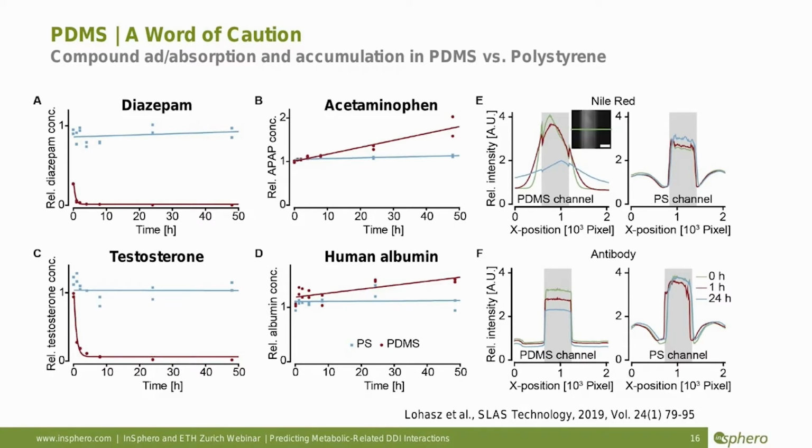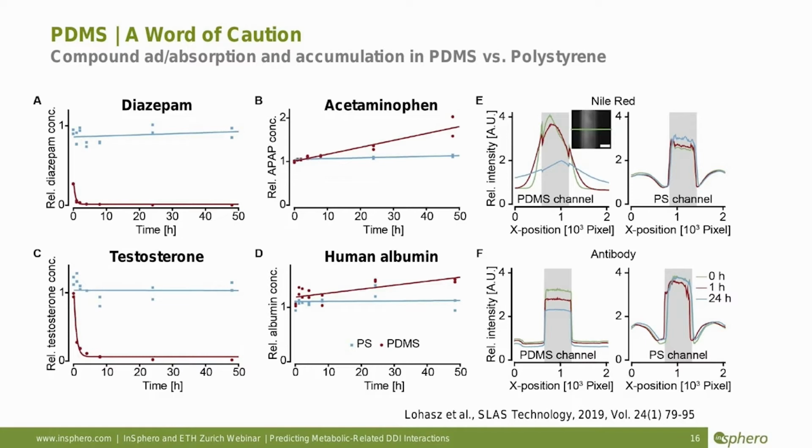On the very right side, you see profiles of a fluorescence dye, and you can nicely see how in the PDMS channel, for example, Nile red is diffusing into the PDMS, where we don't see any diffusion using the polystyrene material.